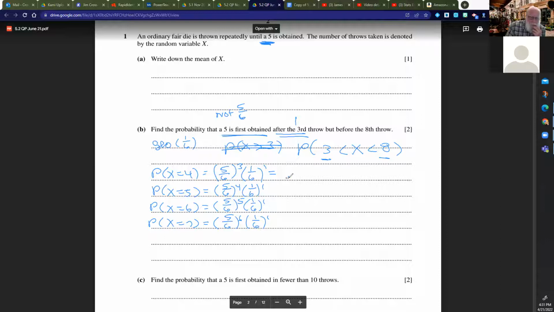I got 125 over 1,296. Give me a decimal. 0.0964. 0.0964 what? Give me one more. 5. All right, because I want to go at least 4 significant figures, okay? This 0 doesn't count. So I'm going to go 1, 2, 3, 4.